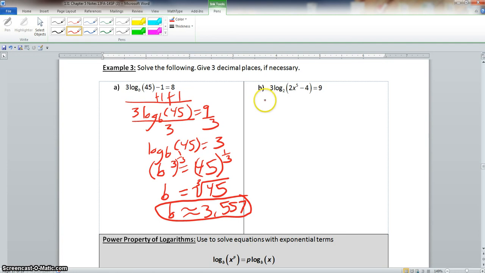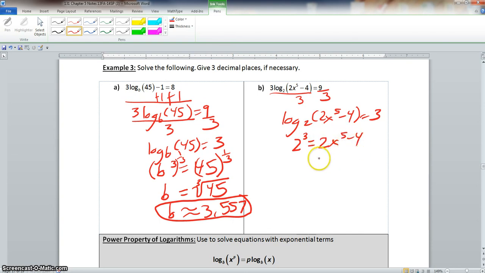Now we come here to b. We have 3 log base 2 of 2x to the 5th minus 4 is equal to 9. Now, what we could do here is divide each side by 3 first. And we would have log base 2 of 2x to the 5th minus 4 equals 3. Now, we would change this to an exponent. It would be 2 to the 3rd is equal to 2x to the 5th minus 4.